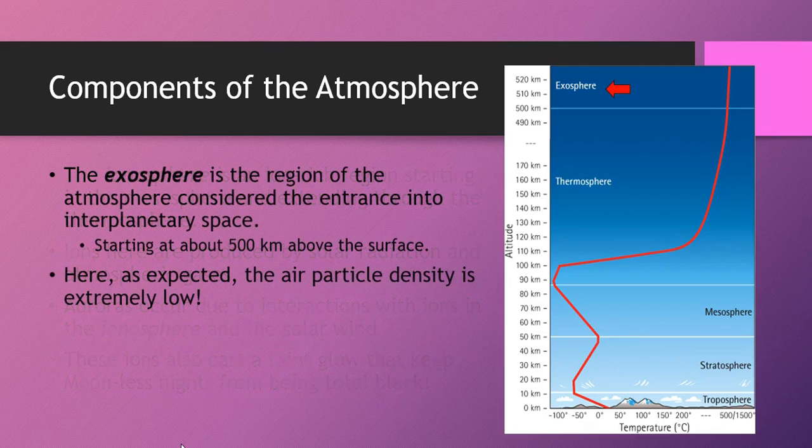Above the thermosphere is what's known as the exosphere, and this is the region that is essentially the entrance into interplanetary space. It starts at about 500 kilometers above the surface. Here, as you would expect, the air particle density is really, really low, and there's just not a lot of stuff going on. This is right as you enter into what we would call space.